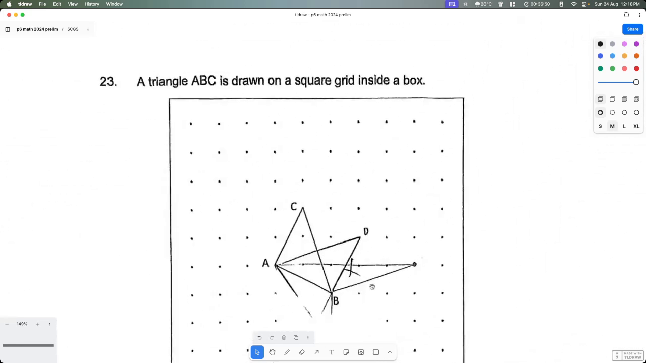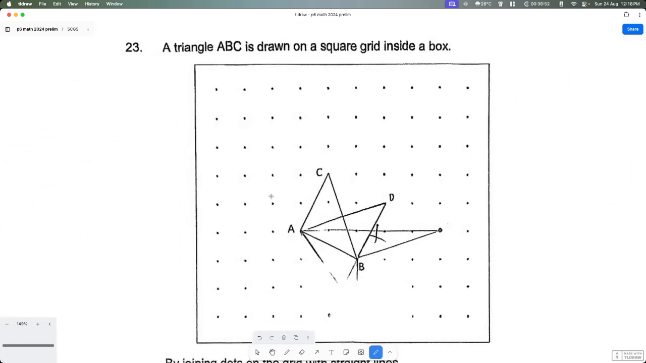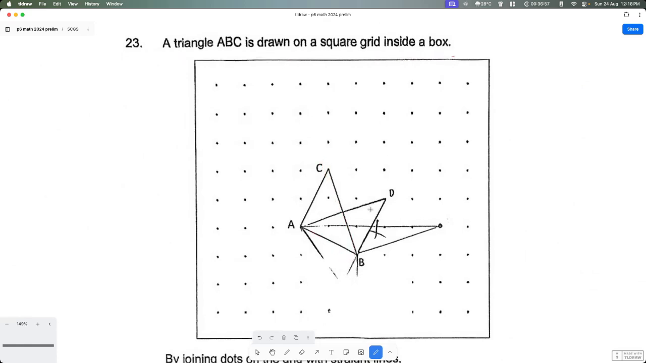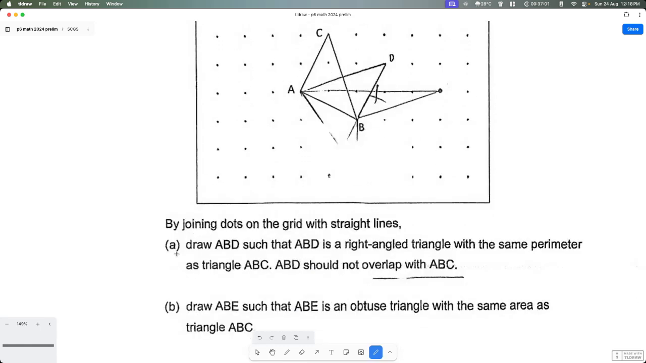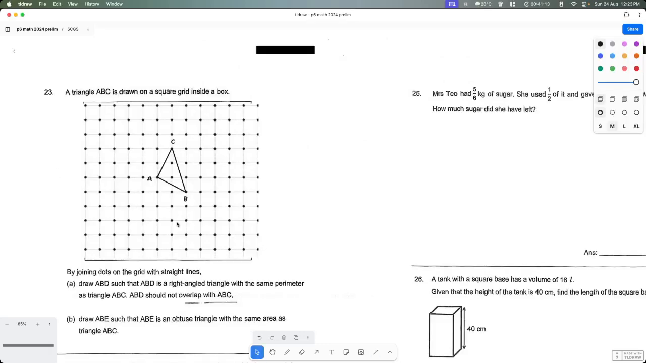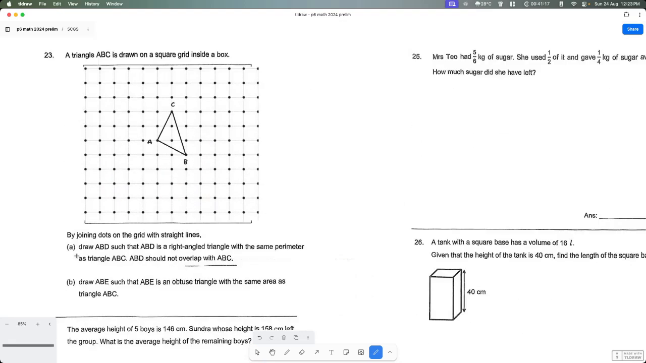Okay, let's move to the next question. Question 23. A triangle ABC is drawn on a square grid inside the box. Draw ABD such that ABD is a right angle triangle with the same perimeter as triangle ABC. ABD should not overlap with ABC. All right, so I kind of redraw the ABC here. Okay, so we want to have a right angle with the same perimeter.